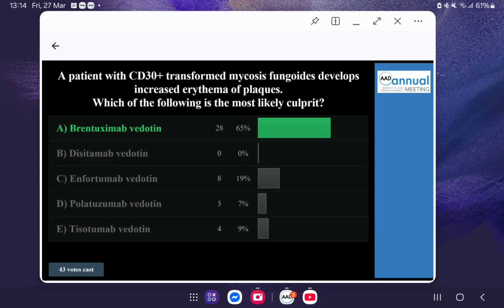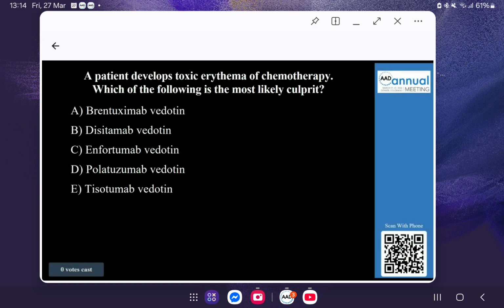And brentuximab, because it recognizes CD30. So now we have our next question, and that is, a person has TEC, toxic erythema of chemotherapy. What's the most likely culprit of the vedotins?